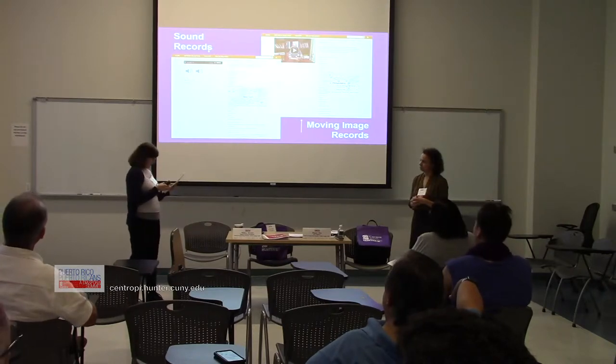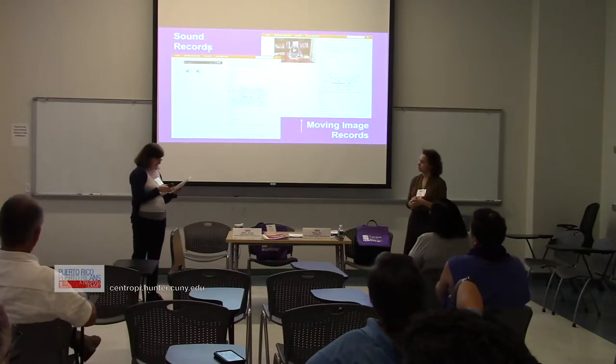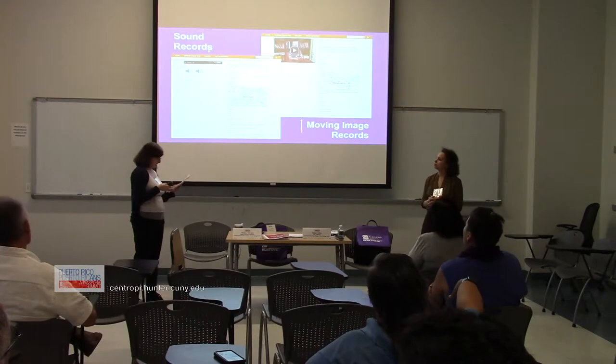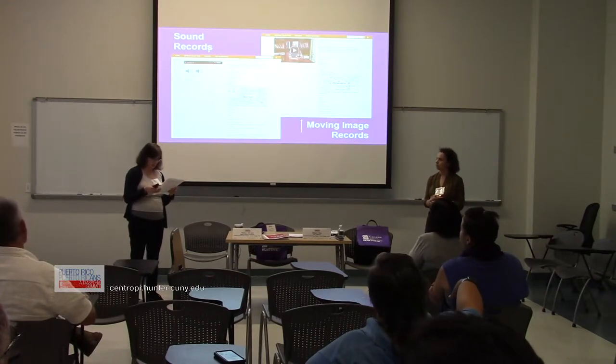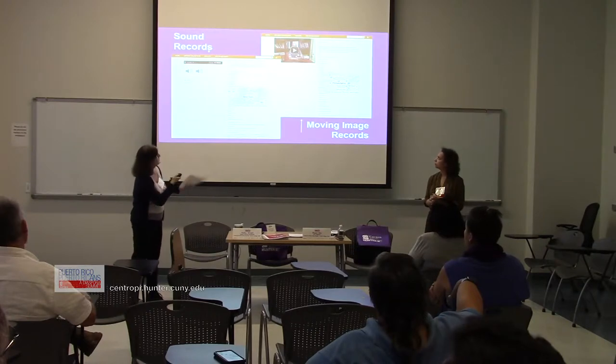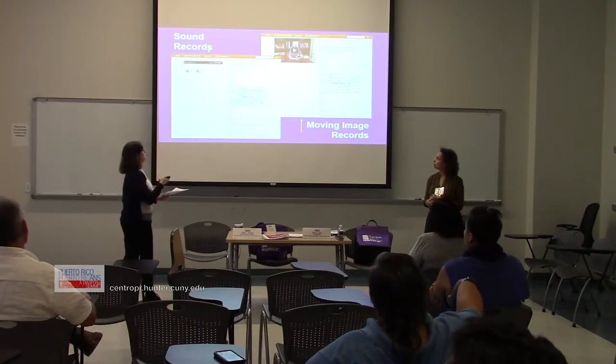Okay. So this is our sound and moving image records. They look very similar to image and text records. The main difference is that they contain administrative information about the recording and then descriptive information about the contents of the recording underneath that. So these are our sound, like our audio records, and then the moving image records for our video records, which are also connected with our oral histories.